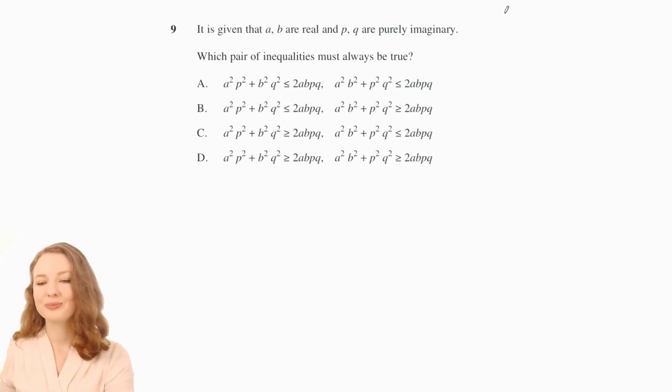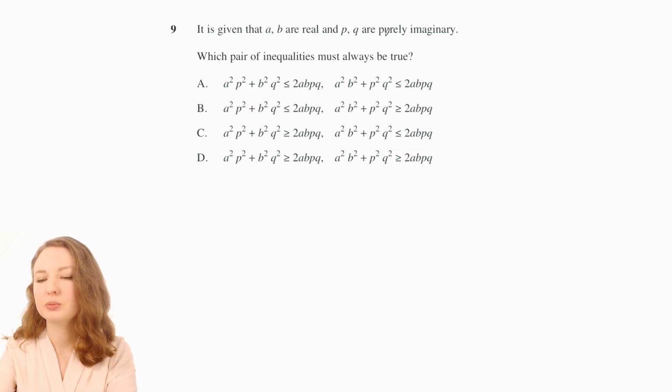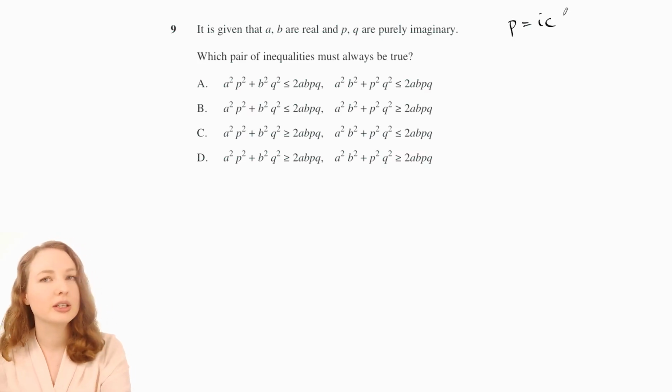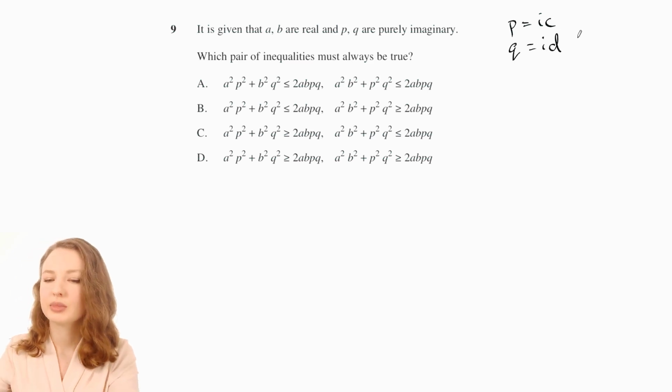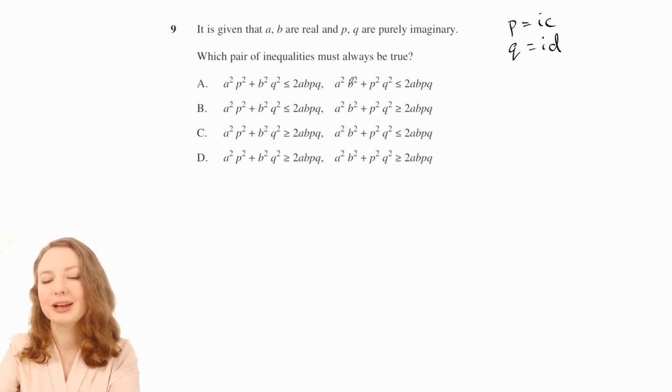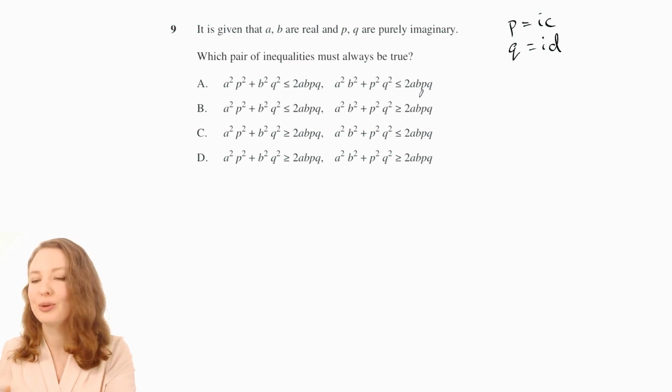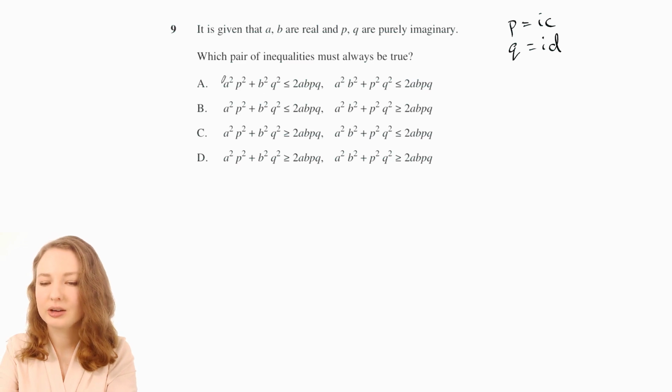Question 9. The way that I would think about this one, since P and Q are imaginary, that means we can say let P equals i times C, where C is a real number, and Q equals i times D. And then we can rewrite these equations in terms of just real numbers. So let's think about this one.